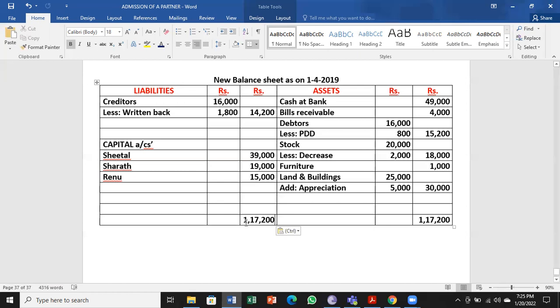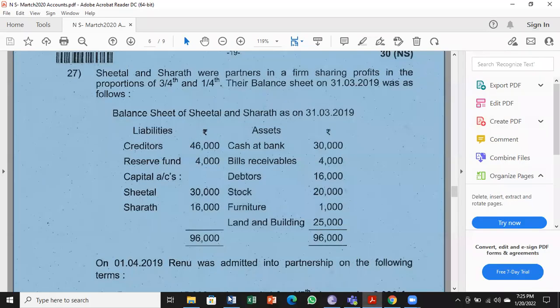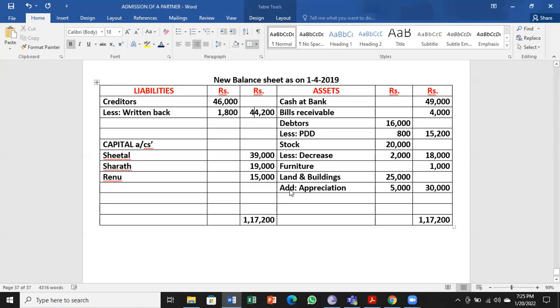Now, creditors is 46,000. It's not 16,000, it's 46,000. The creditors is 46. I had taken 16. Yes, now you can check. It's tallying, sir. Good. So this is how you have to go ahead in the examination.